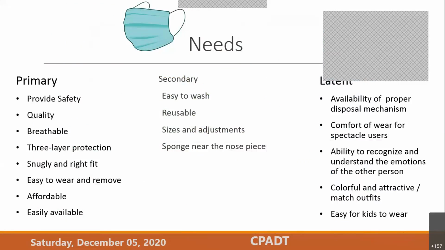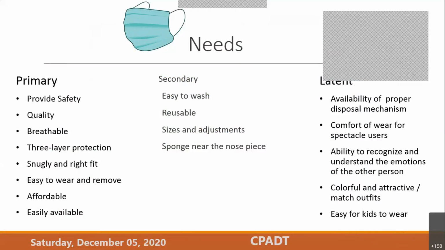Now see here, this mask itself would give you a good example. What is the primary need of a mask? To provide safety, quality, breathable. It should be breathable. There should be 3-layer protection. It should be snug and fit rightly. It should be easy to wear or remove, and affordable and easily available. These are your primary needs.